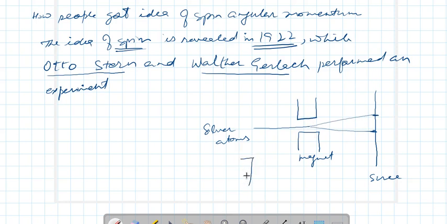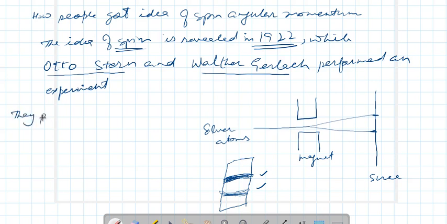That means if this is the screen, then on the screen they saw such type of observation. One spot they saw here and another spot they saw here, right? So what causes these two different spots in their experiment? That's the important thing. So let me write down some briefing about this experiment.